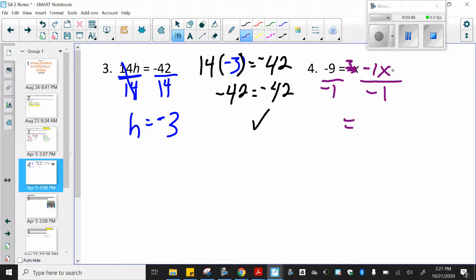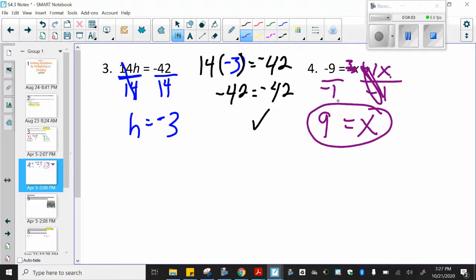We can see that because this side just becomes x. Negative 1 divided by negative 1 makes 1, so x stays. Negative 9 divided by negative 1. Negative divided by negative is positive. 9 divided by 1 is 9. So x equals 9.